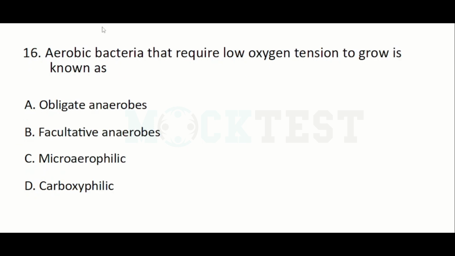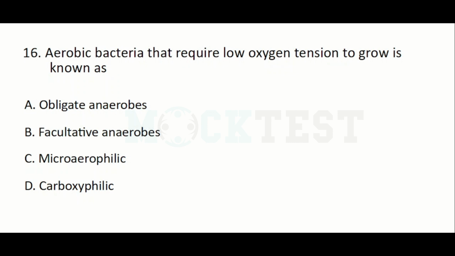Next, aerobic bacteria that require low oxygen tension to grow is known as option A obligate anaerobes, option B facultative anaerobes, option C microaerophilic, option D carboxyphilic.